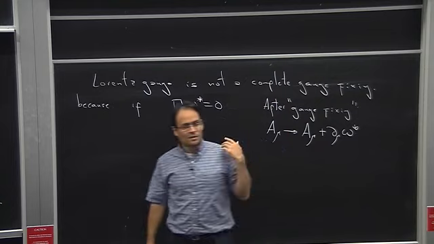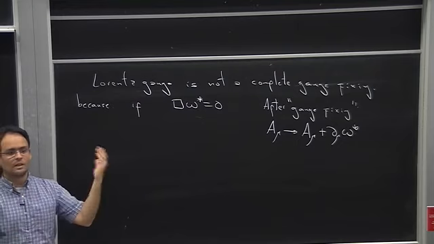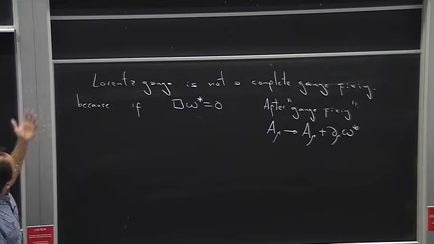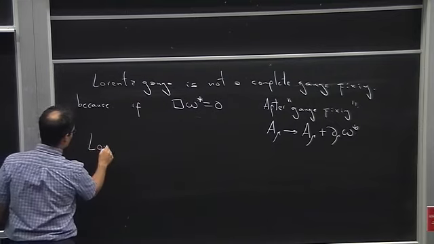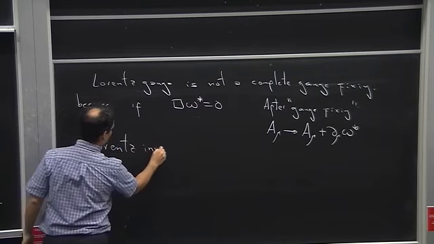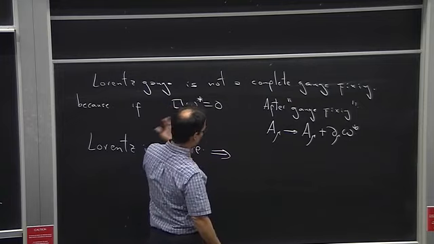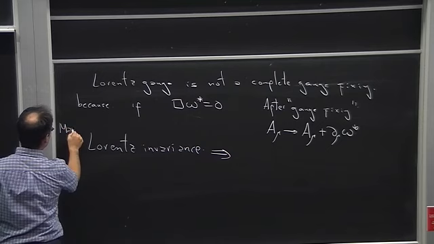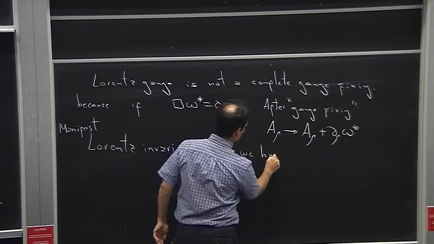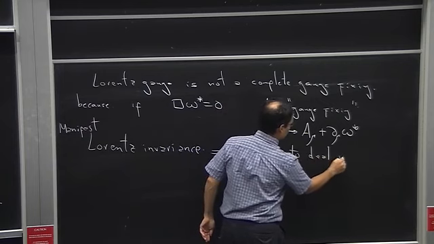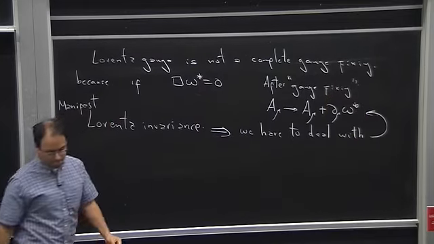Well, the reason is that there isn't any other gauge choice that is known which will allow us to do all the calculations in a manifestly Lorentz invariant way, okay? So keeping manifest Lorentz invariance implies that we have to deal with this little extra redundancy.